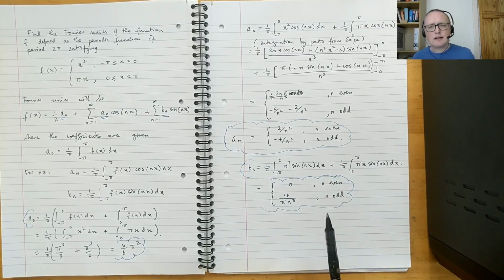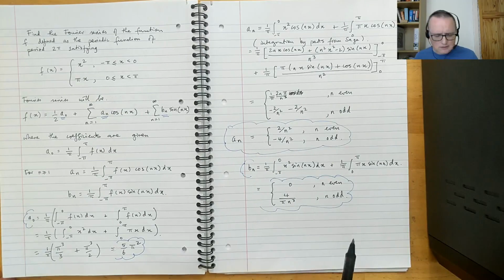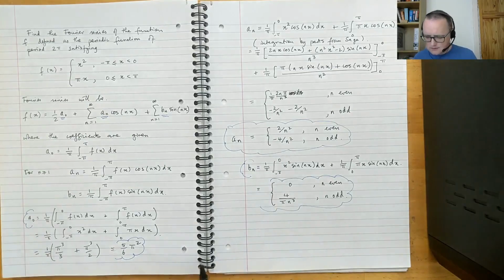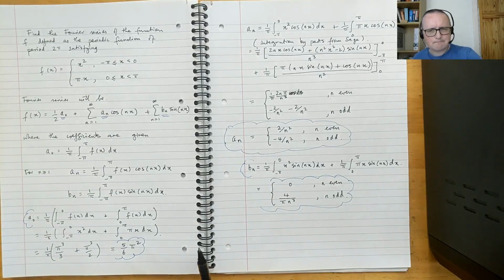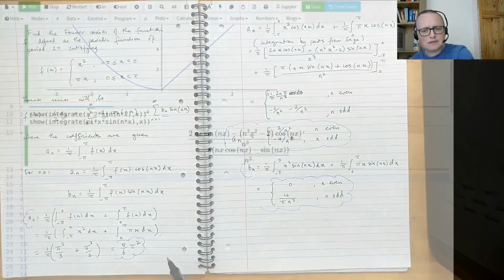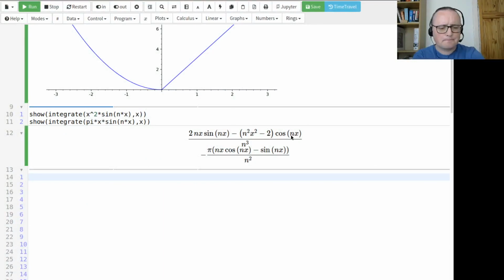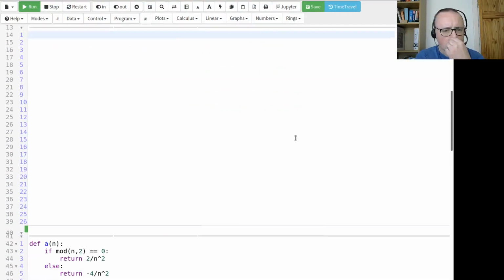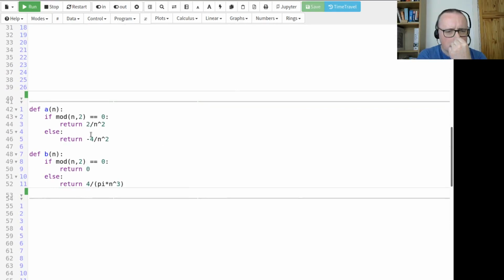So let's just check our calculations here. We'll check with the computer to see whether all these coefficients are correct. Okay, so we'll go back to our Sage worksheet here. What I've actually done here is I've prepared two little functions, called a and b. They're just going to take an input n, and return the appropriate Fourier coefficient.